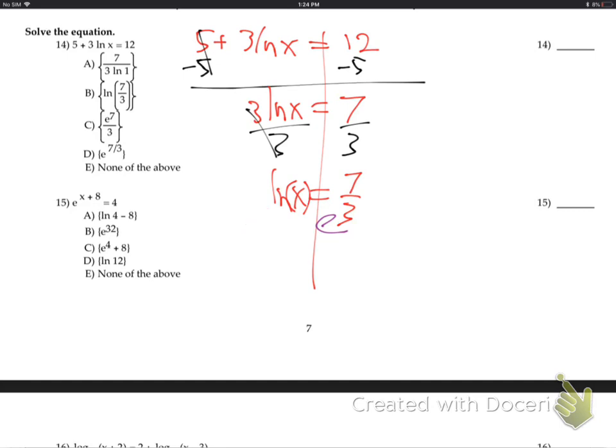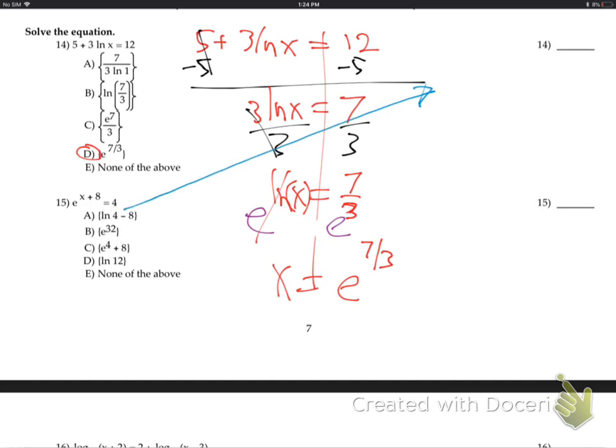So in other words, it's not e right next to it. It's e down here as the base, with whatever's there as the power. So these cancel. X is e to the 7/3, and that's D. Good on that one.